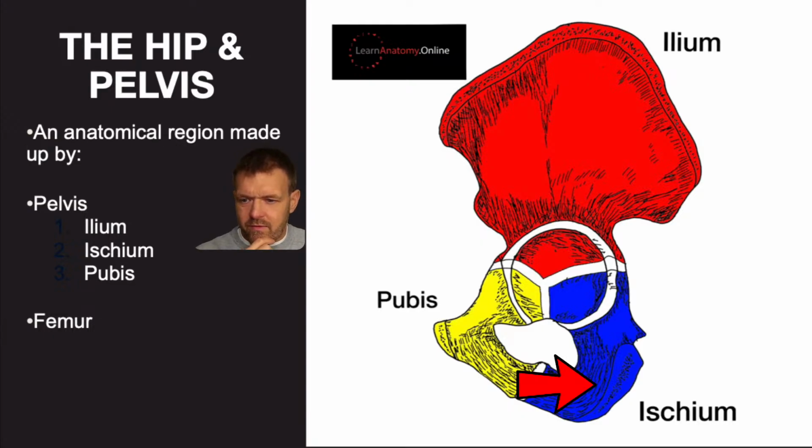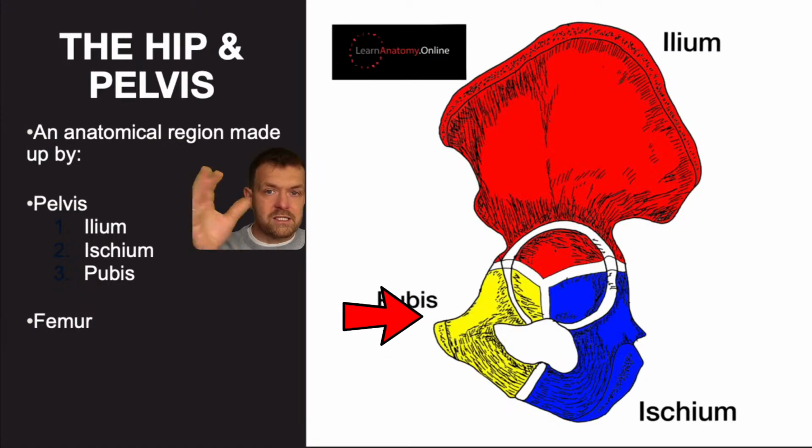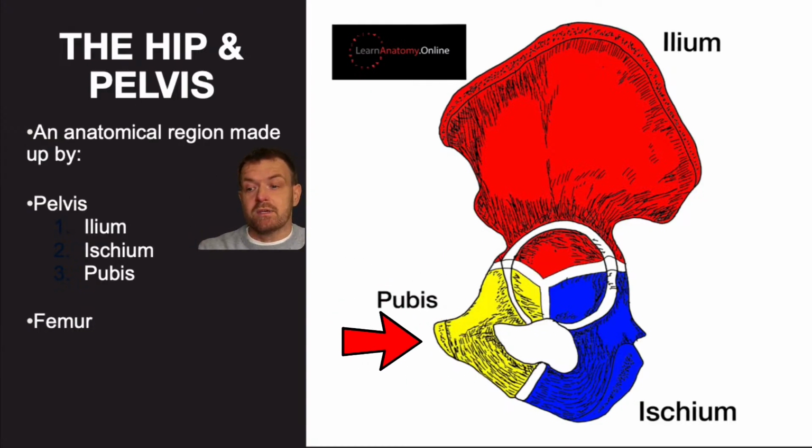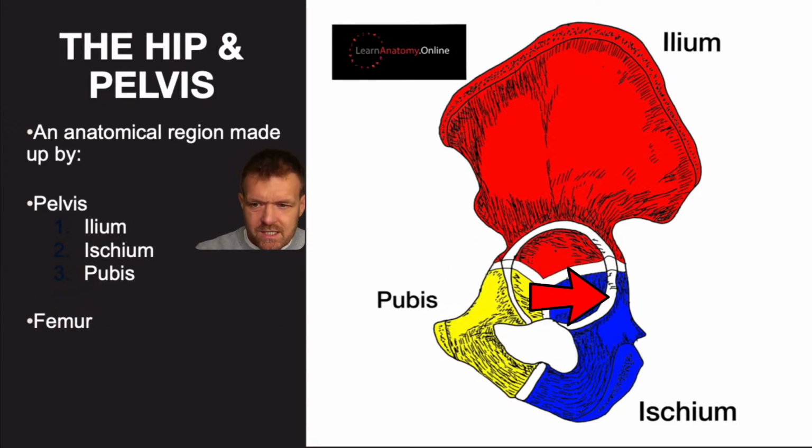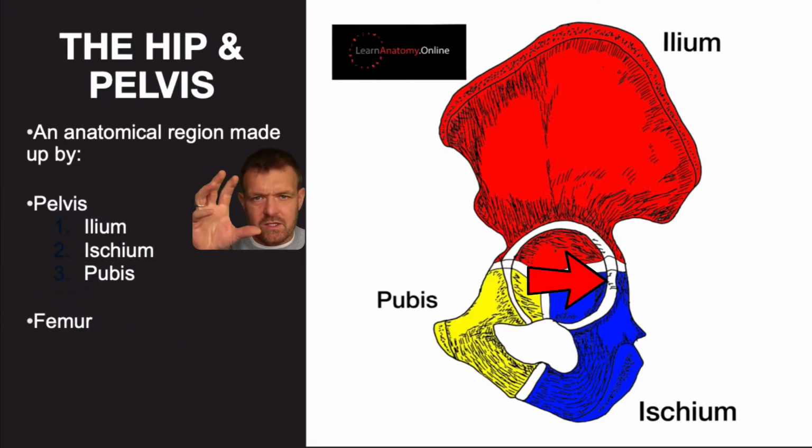And then around the front is your pubis. So we've got your pubic bone at the front there, which is obviously the pubic region at the front of the iliac crest, and around that area as well, all at the front of the pelvis. That's the word I was after. And then we've got the femur, which attaches into this acetabulum, into the socket.